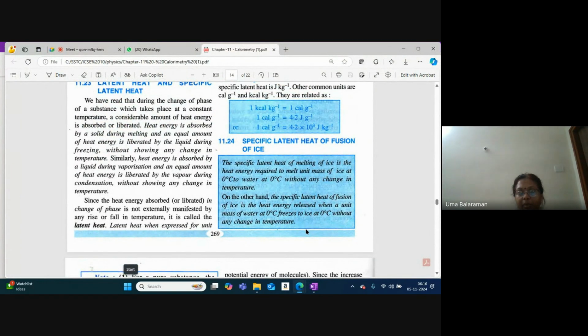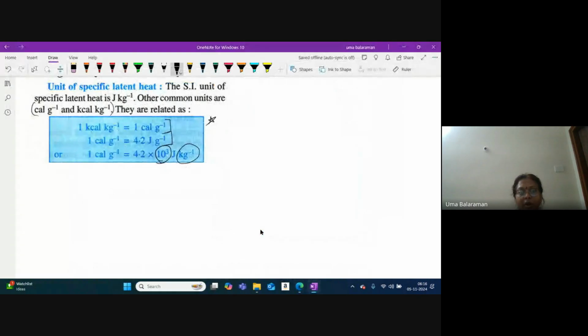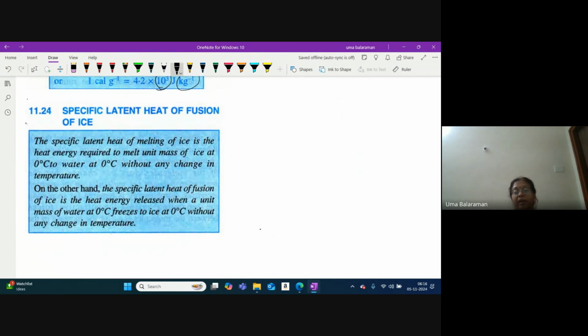Okay, we are going to study about specific latent heat of fusion of ice. All these numericals are not tough. You spend some time first time when we do the numericals, you can crack any numerical with ease. Calorimetry is difficult for the first time, second and third time when you study, it becomes piece of cake.